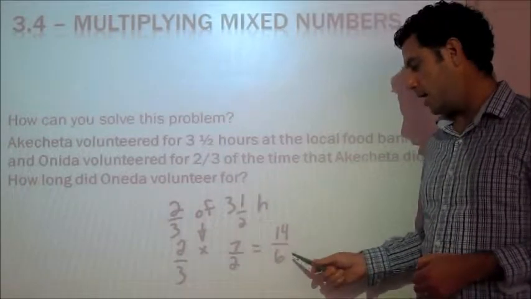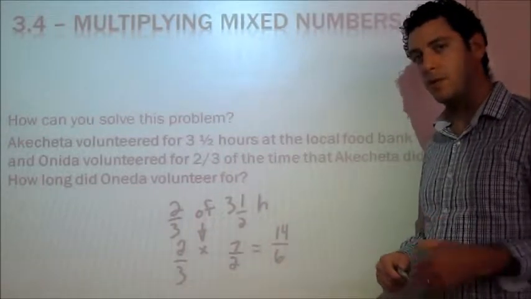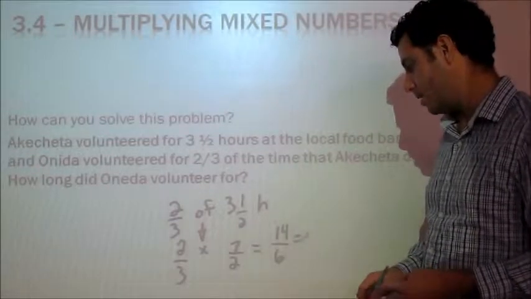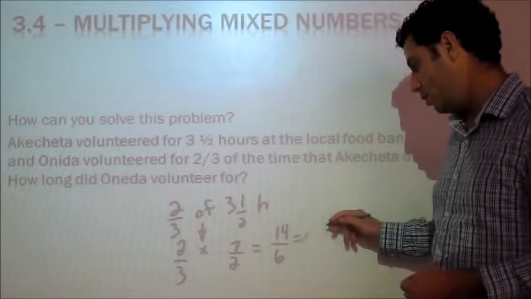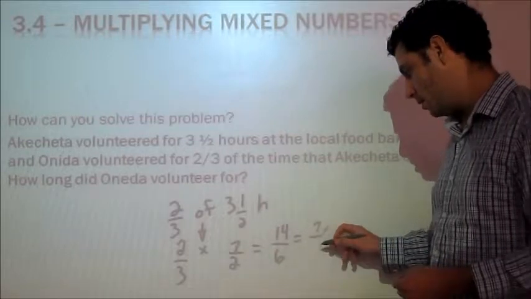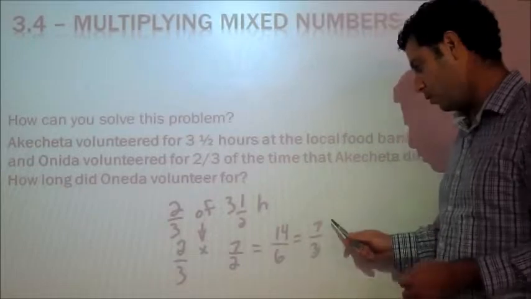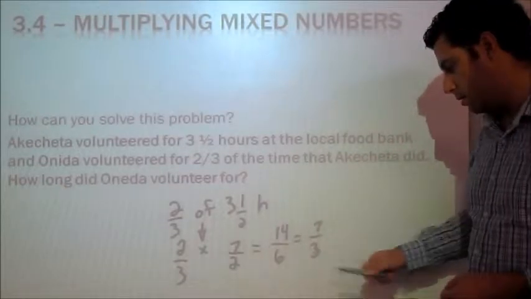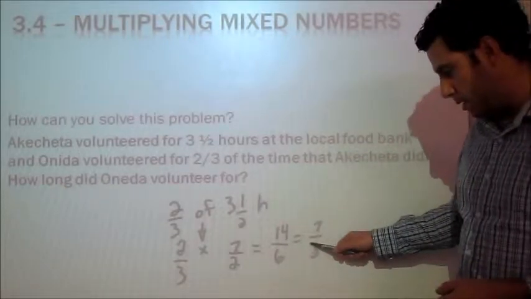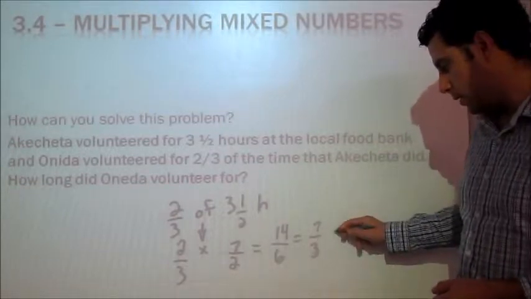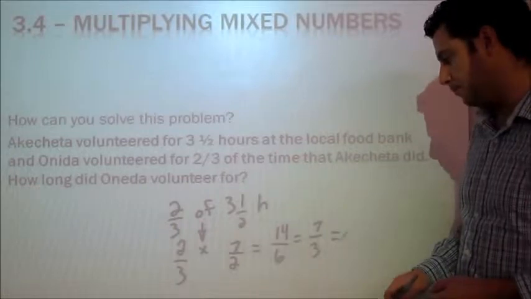Now both 14 and 6 are even numbers, so we know that they're both divisible by 2. We can use that information to simplify this. 14 divided by 2 is 7, and 6 divided by 2 is 3. Okay, so in other words, 7/3. Well, it takes 3/3 to make a whole. So what we can do is write this as a mixed number now.